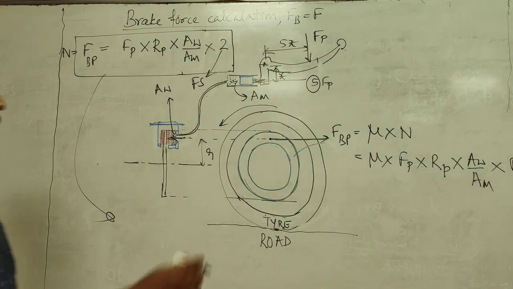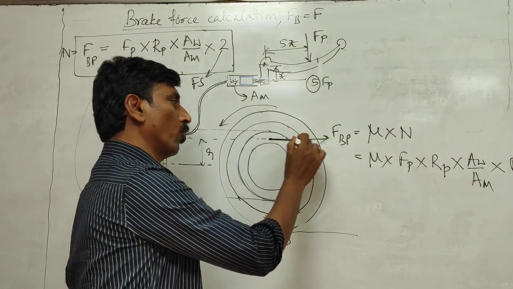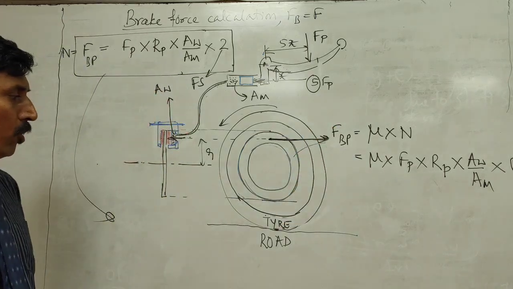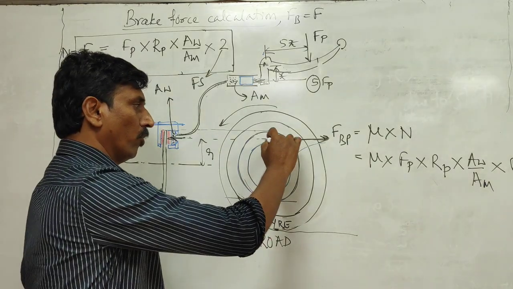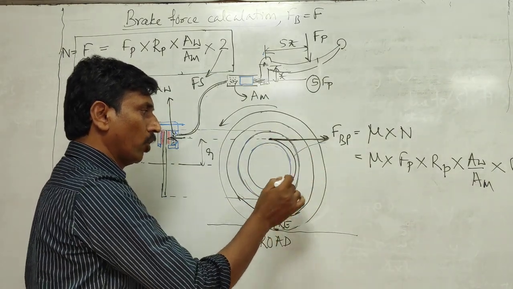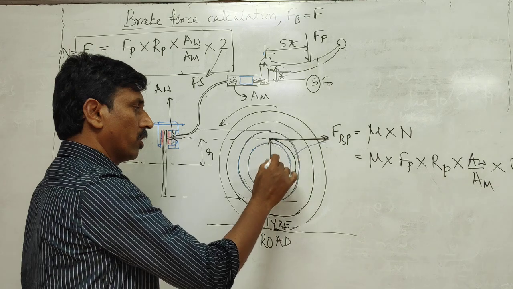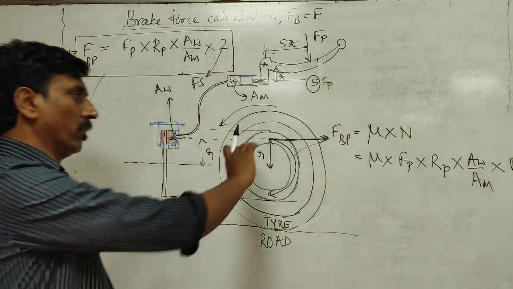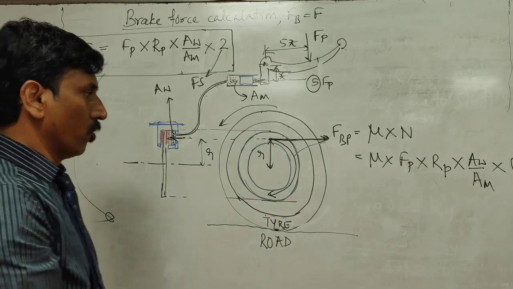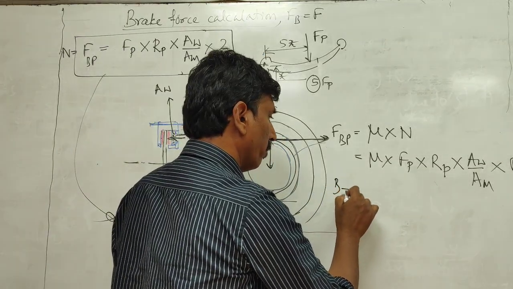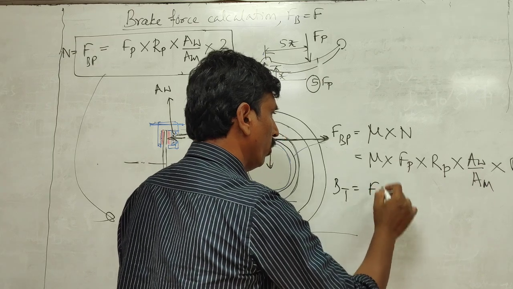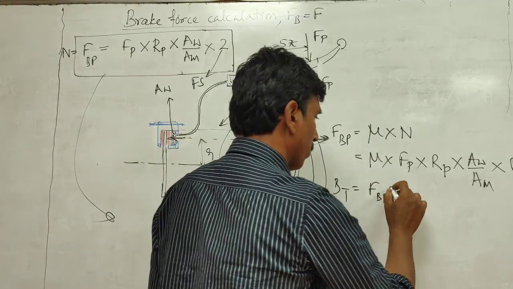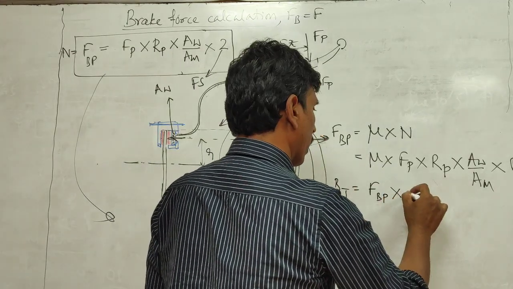This gives the force which is trying to slow down the vehicle by applying a force in the opposite direction. So this will give you the braking torque, because this force multiplied by this R is the one which is trying to slow down the vehicle. So you can say that braking torque is equal to FBP, that is the brake force at the pads, multiplied by this small r.